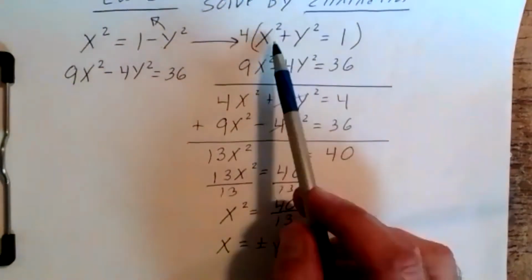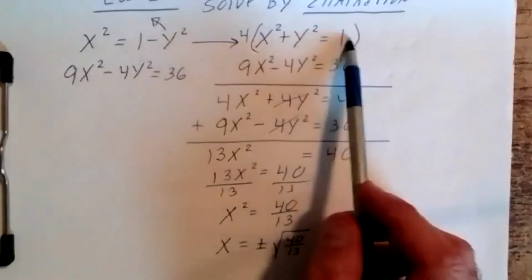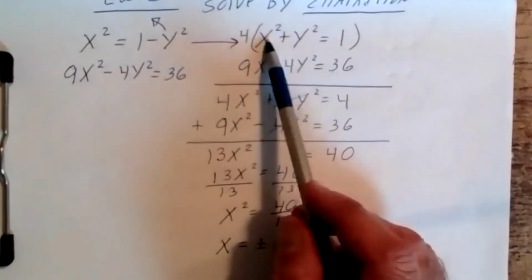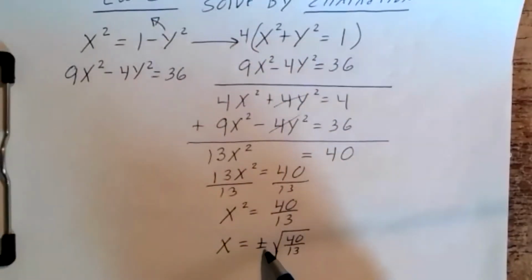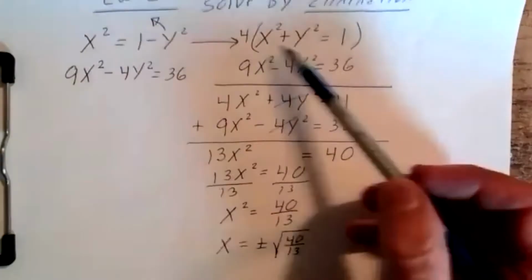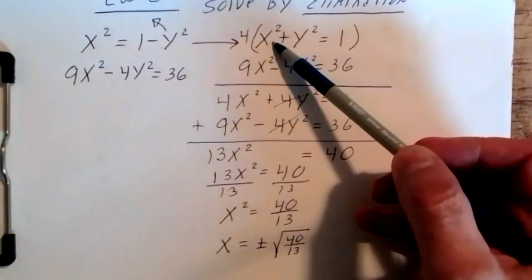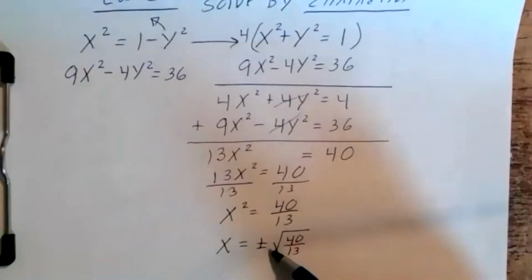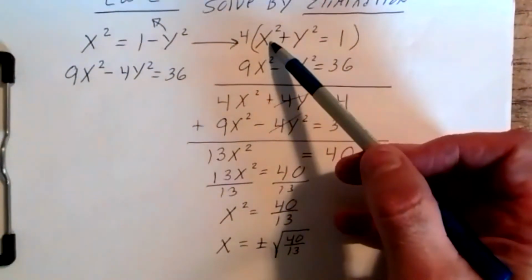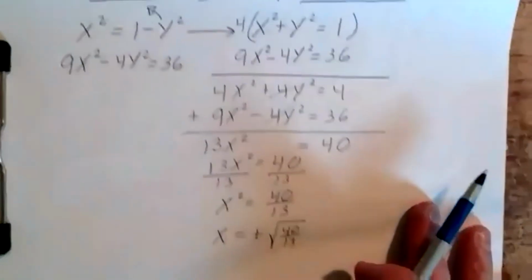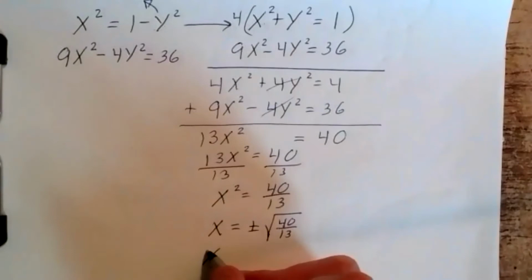If I go with the first equation here, I got a question for you. Does it matter whether I substitute in the positive or the negative version of the square root of 40 over 13? Do you think that's going to matter? No, because we're squaring it anyways. It doesn't matter if you put the minus version in or the plus version in here. You square it, it's going to come out positive anyways. So let's use the first equation here.